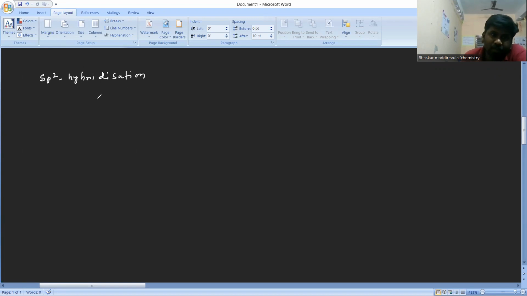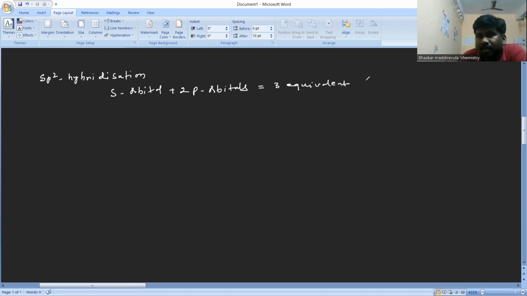Now, this type of hybridization you will get by the involvement of one s orbital plus two p orbitals. By that you will get three equivalent sp2 hybrid orbitals.